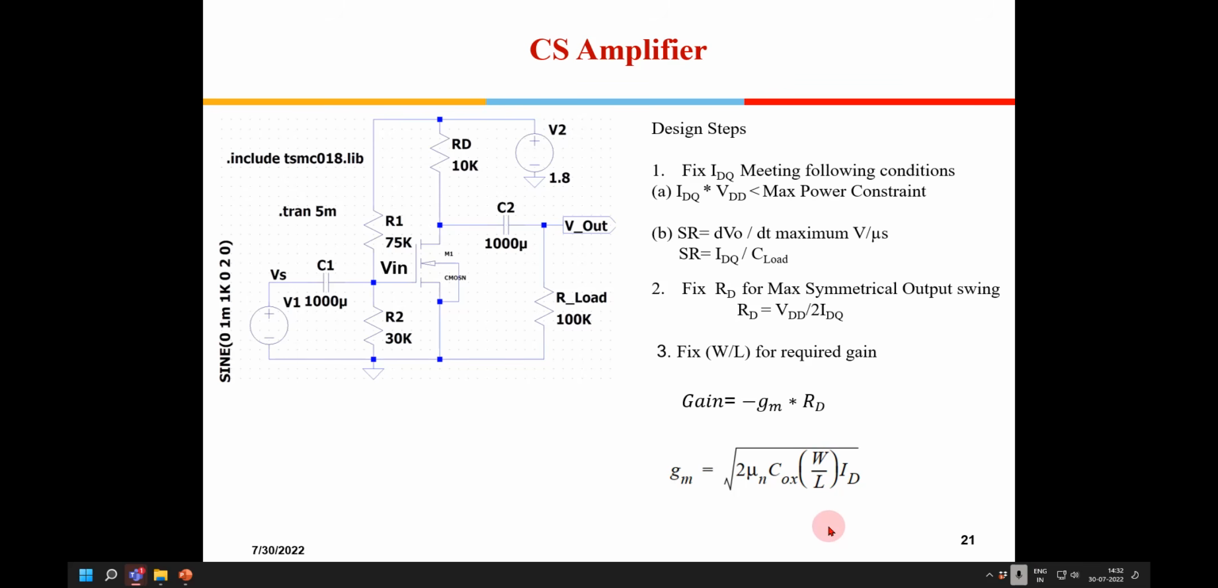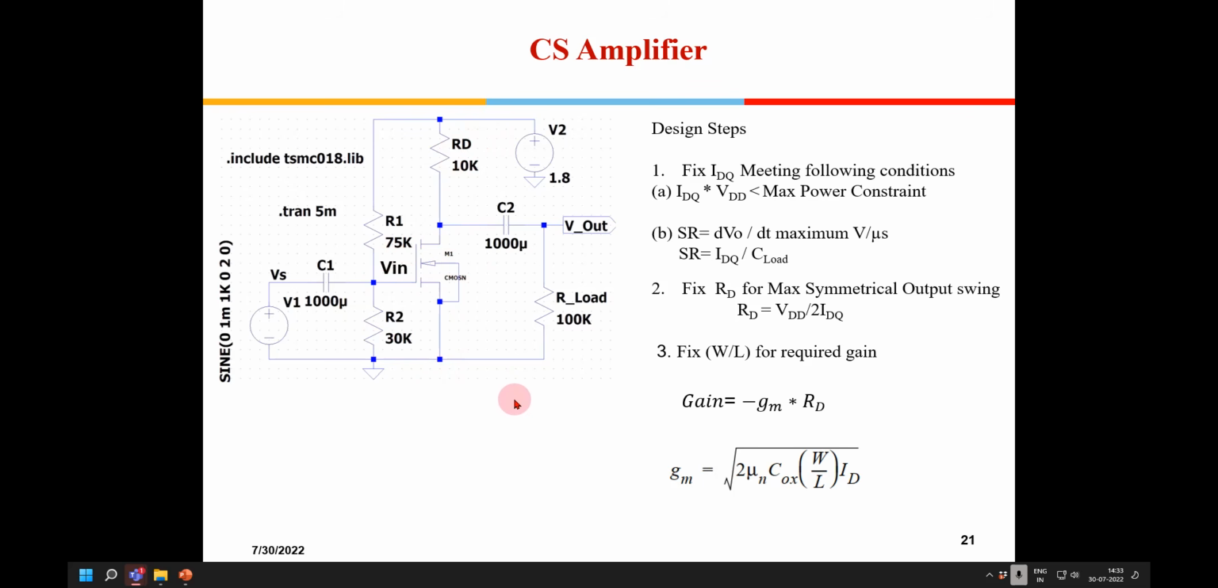Sir, what is the difference between ID and IDQ? It's the same, capital ID, this ID. Both are same. Q means operating point. Now since ID is fixed, and gain is given by the user, can I fix W by L? Yes, sir. Okay. Now I know the value of RD. I know what this transistor size is. Tell me, does somebody have any doubt?